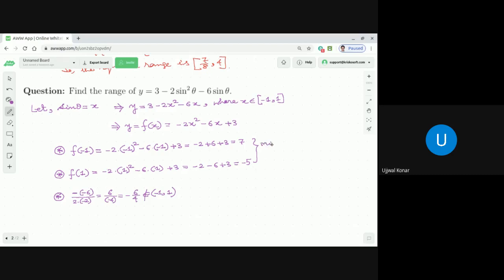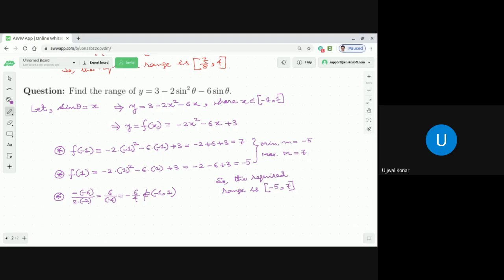So what is the minimum? The minimum, lowercase m, is minus 5. And what is the maximum? The maximum, capital M, is equal to 7. So what is the range? The required range is minus 5 to 7. Clear? Absolutely clear, dear students? Yes, sir.